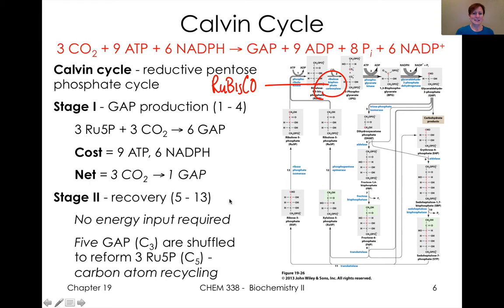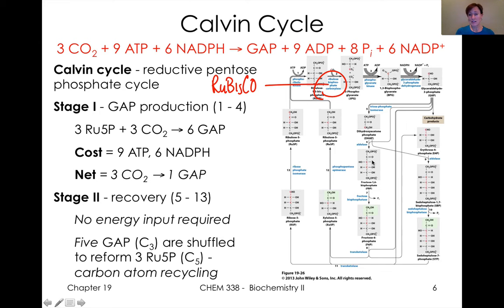But then the next stage is really recovery. We're going to siphon off one of those GAP products, and the other 5 go through a whole bunch of reshuffling to take 5 3-carbon pieces and make 3 5-carbon pieces. And we're not going to talk at all about the details of that.